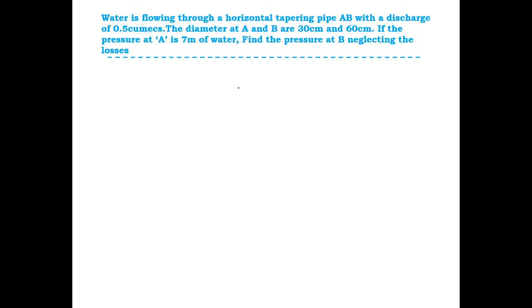Next, try to solve this problem. Water is flowing through a horizontal tapering pipe AB with a discharge of 0.5 cumecs. The diameters at A and B are 30 centimeter and 60 centimeter. If the pressure at A is 7 meters of water, find the pressure at B neglecting the losses. Okay, try to solve this problem.